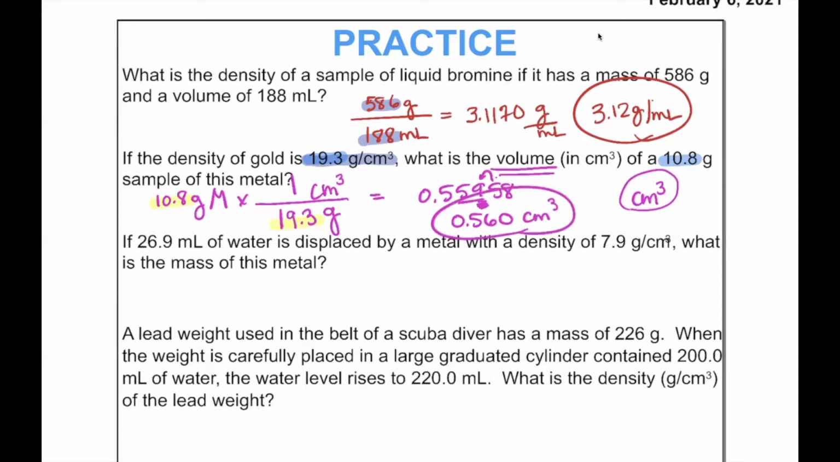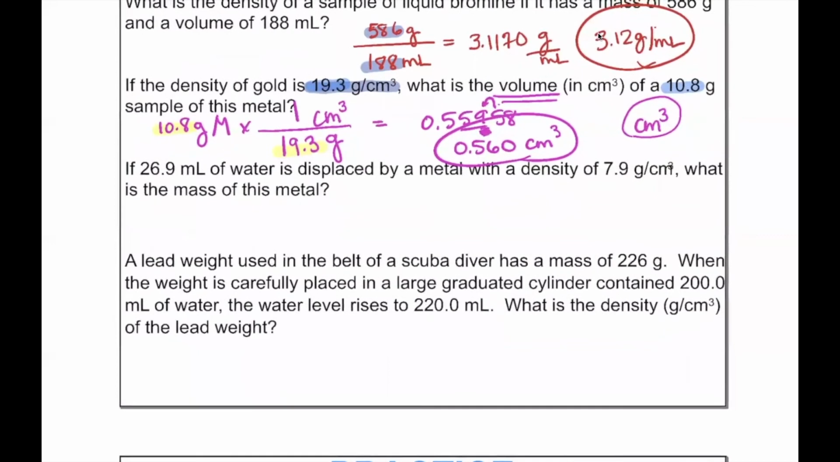I'm going to do one more, and I'll let you do the last one for class, as well as the next page. There's a whole bunch more problems on the next page in your notes. If 26.9 milliliters of water is displaced by a metal with a density of 7.9 grams per cubic centimeter, what is the mass of this metal?